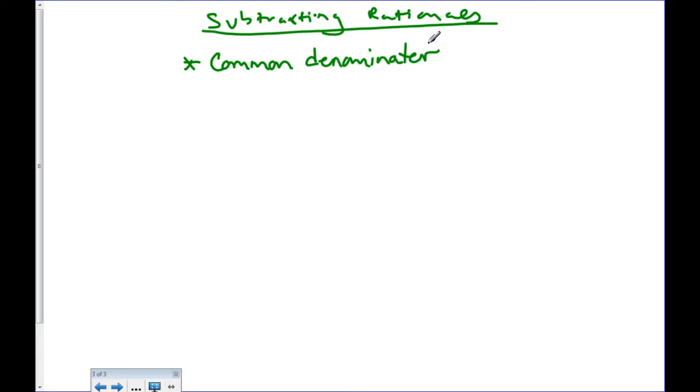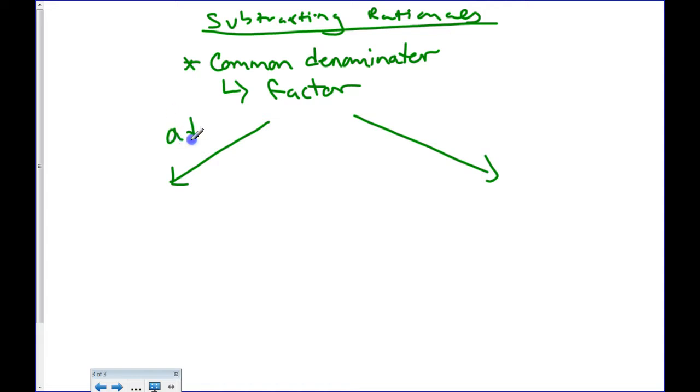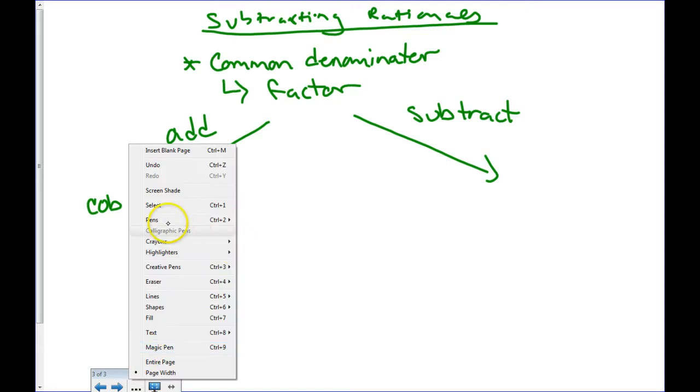And if you're looking at polynomials in the denominator, you're going to want to factor them so that you can find your common denominator. Okay? So there's two things that we can do from here. We can either add them together or we can subtract them. So far we've talked about adding. When we're adding them together, we are actually combining like terms in the numerator.